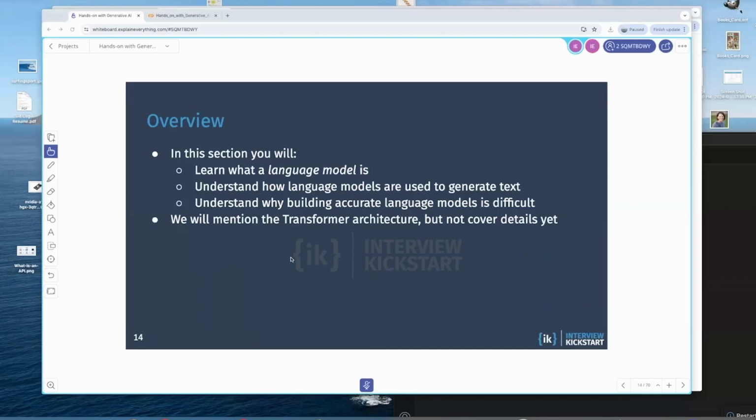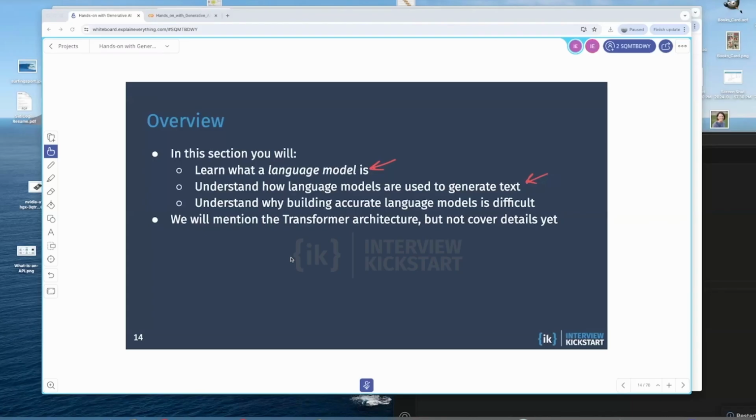We kind of want to take a step back and say, okay, well, what exactly is a language model? When researchers have been building statistical language models in the past, specifically what's the problem they're trying to solve, and why is that challenging? Once we have an idea of what a language model is, we'll get a sense of how language models are used to generate text, right?